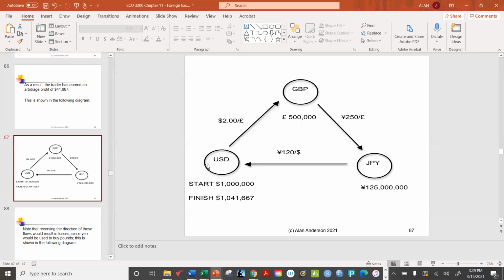Here we go. Here's our US dollars. Now, you notice what we've got here. We've got a triangle consisting of three currencies. The dollar, GBP stands for Great British Pound, or Great Britain Pound. JPY stands for Japanese Yen. So what exactly are these numbers telling me?